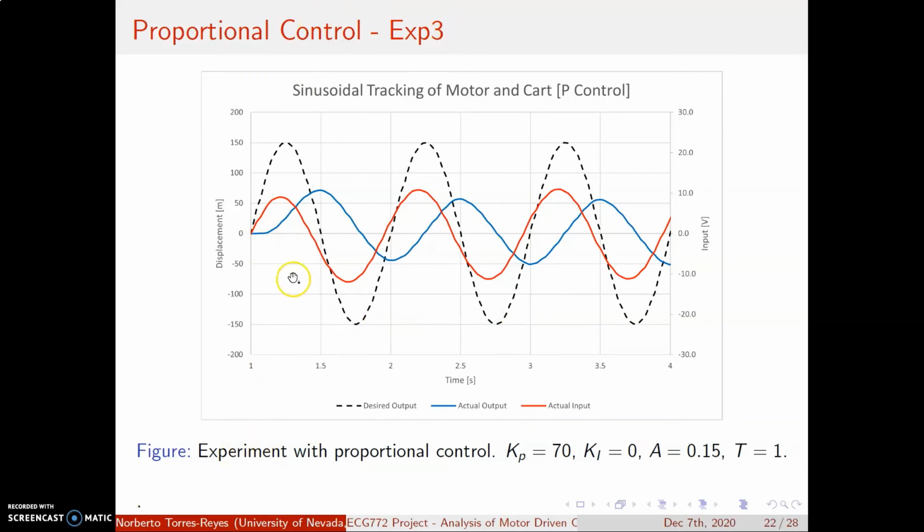Another experiment, experiment 3, with values Kp equals 70, Ki equals 0, A equals 0.15, and T equals 1. So the period is quite small, and you can see that the inertia and the motor dynamics can't really keep up with the amplitude of it. So you get some amplitude loss, and the error is quite high. But it does show that there's no truncation because the velocity tends to be pretty high throughout the whole sinusoid.